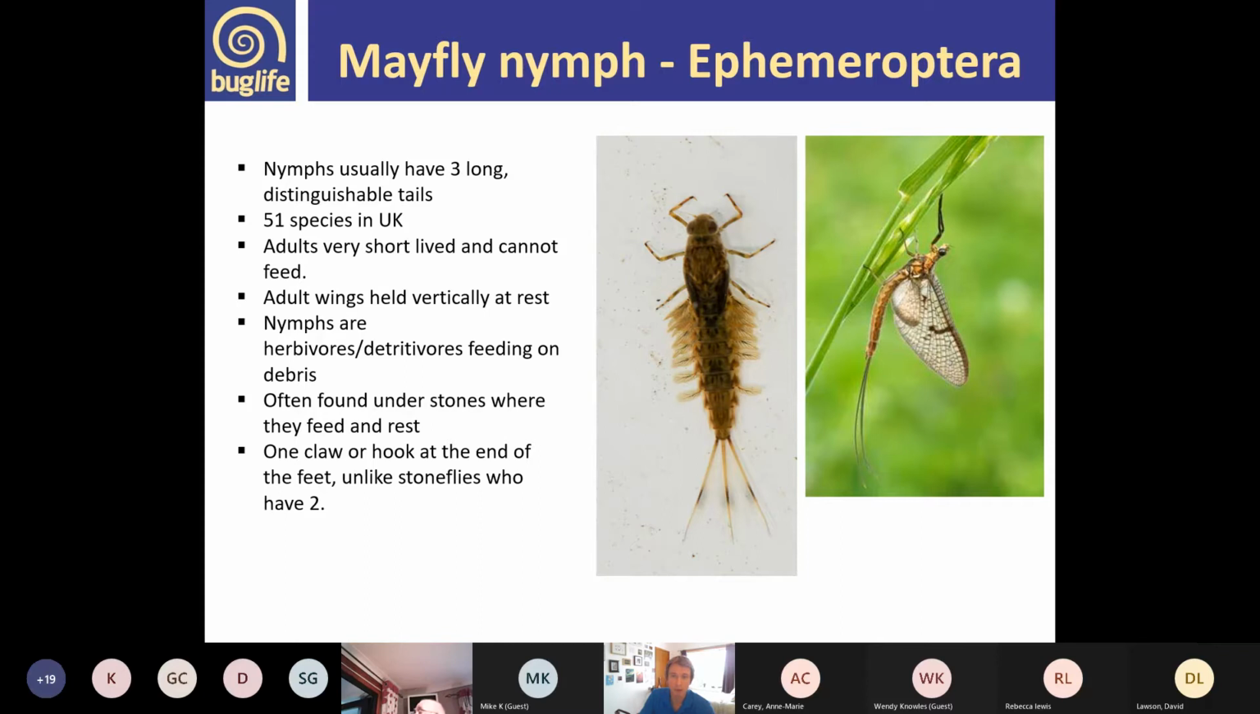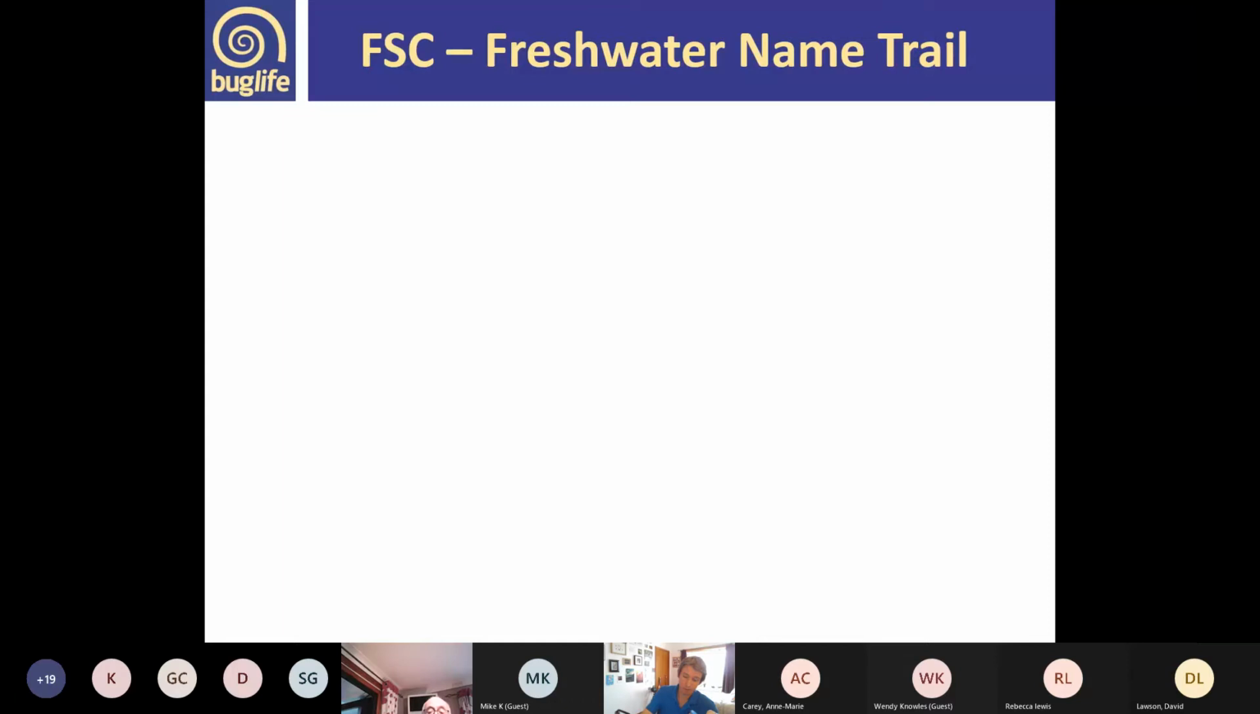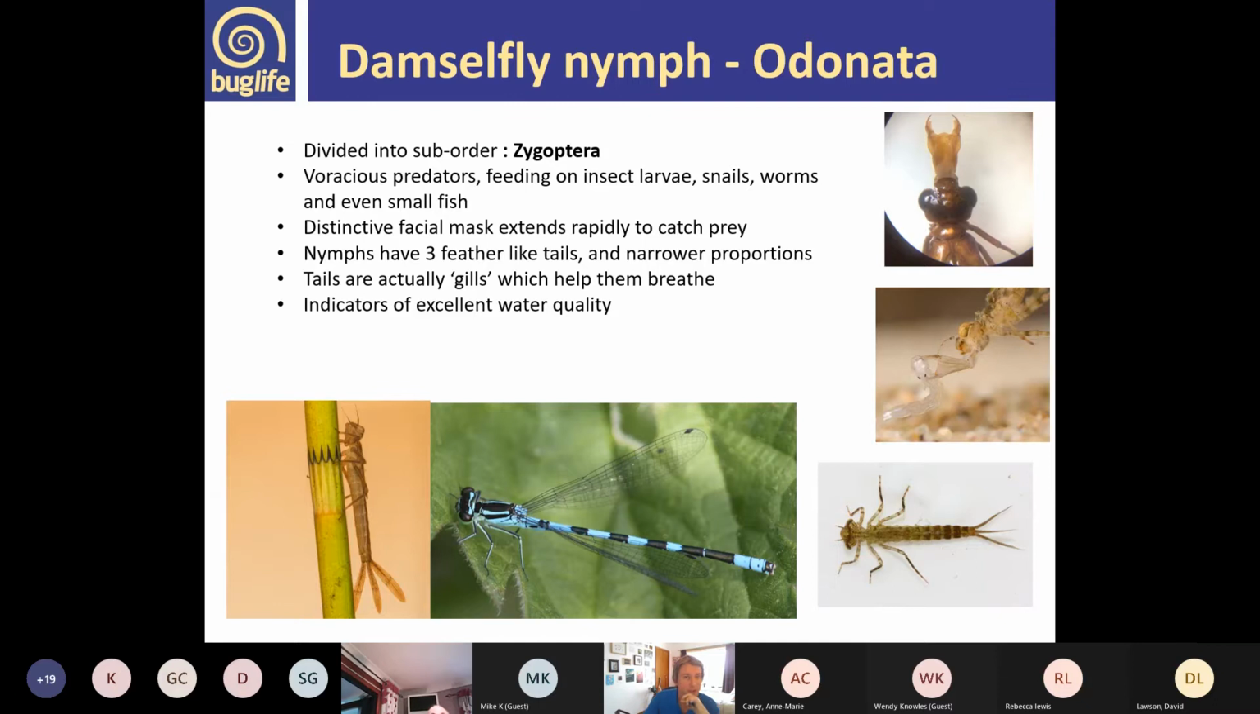So moving on to the next part. I skipped a slide there. Before we move on, the damselfly nymphs are the next section. Damselflies belong to a suborder within the order Odonata. So they're the first suborder of Odonata, being Zygopterans. Zygopterans are, well, all Odonata species are voracious predators.